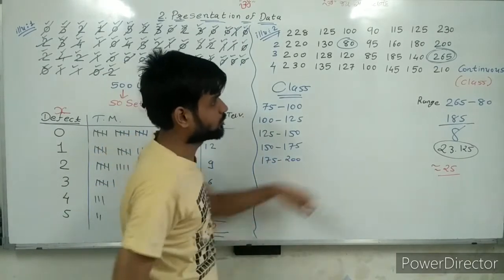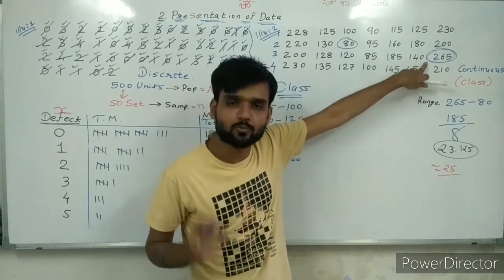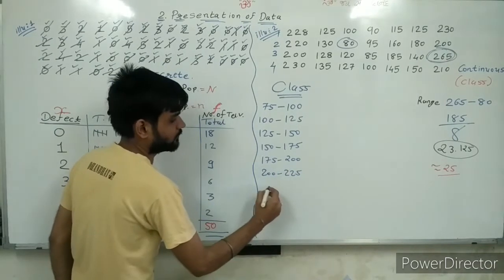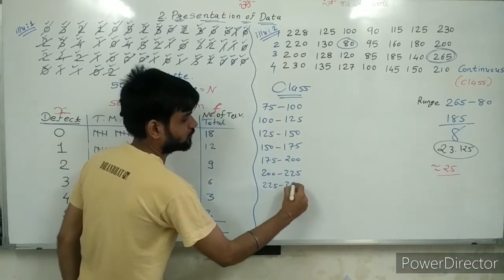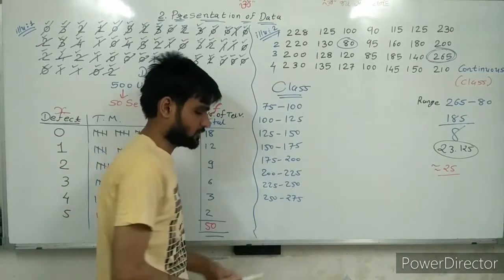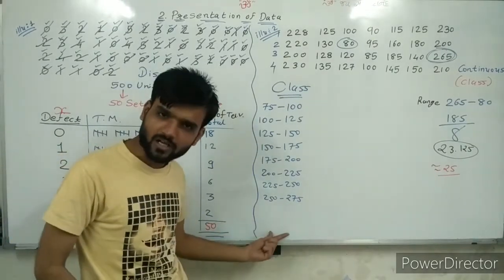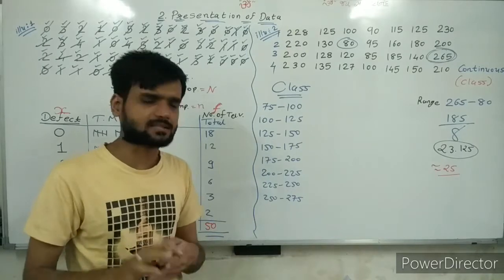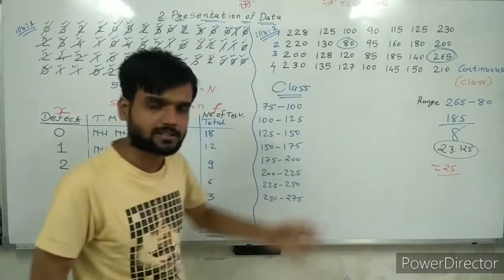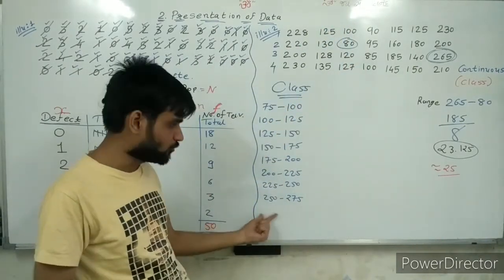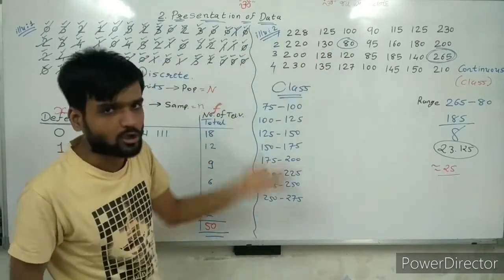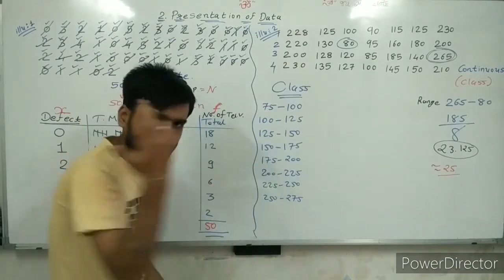175 to 200. Up to what? 265 should be included. 200 to 225. 225 to 250. 250 to 275. Now sir, after that we don't need to prepare any class because more than 275 there is no value. Here maximum value is 265, that is included in 250 to 275, and 80 is minimum, so less than 80 also not required. So here classes are prepared.